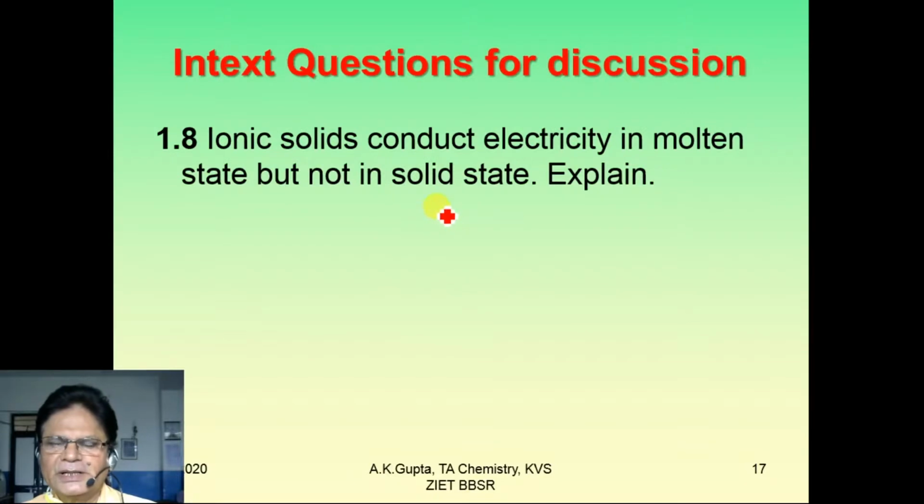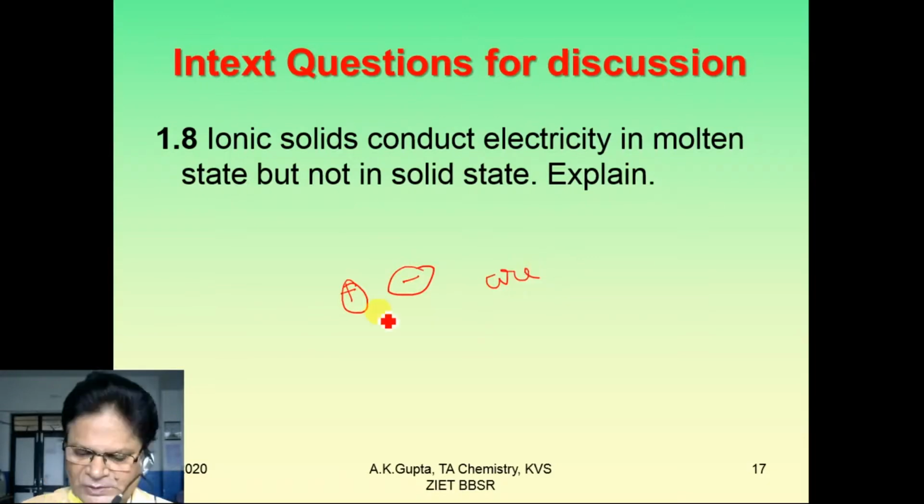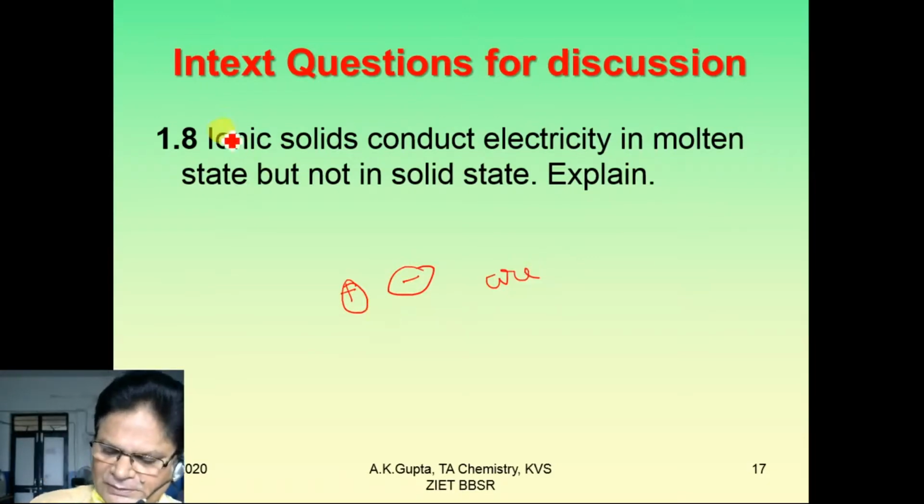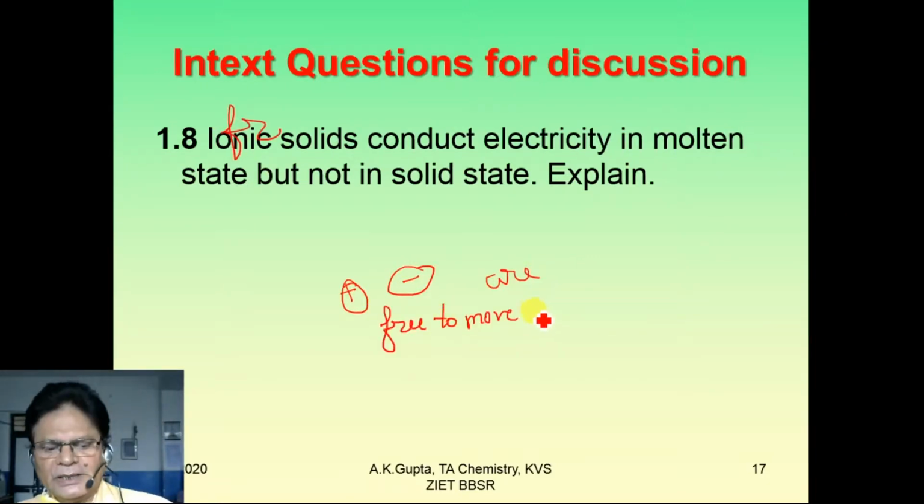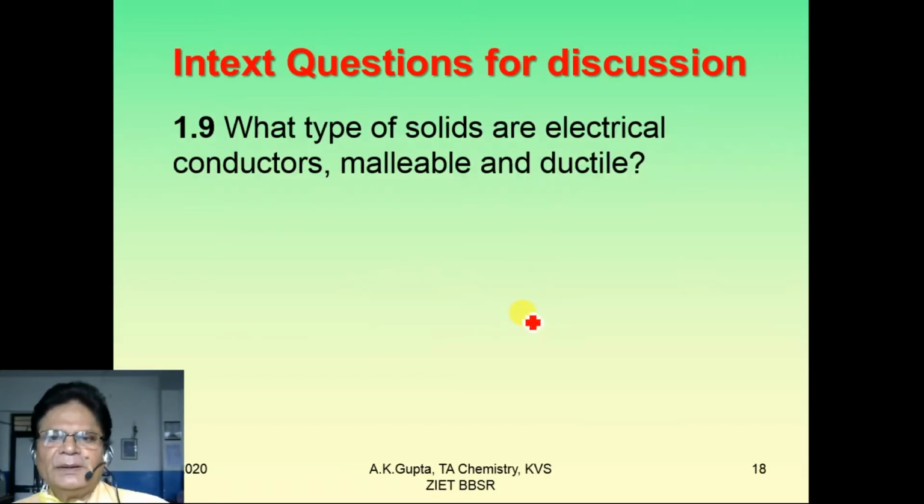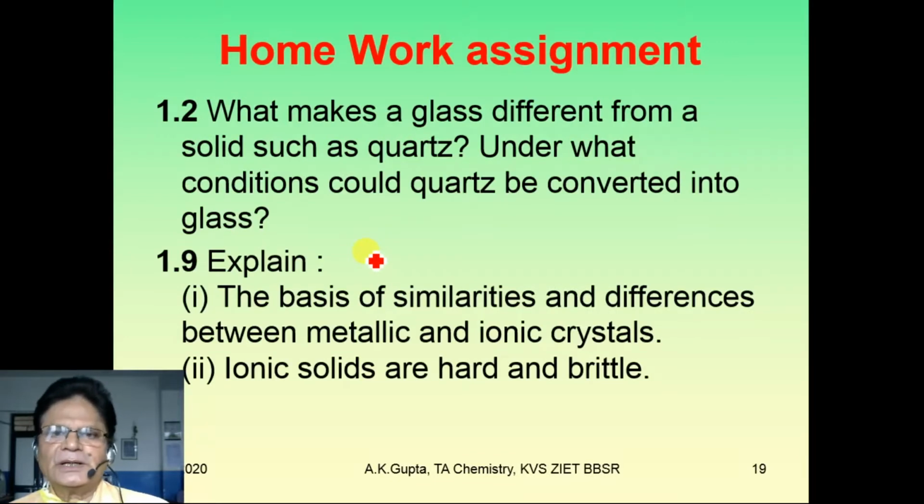Ionic solids conduct electricity in molten state but not in solid state. Explain why. Because in ionic solids the cations and the anions are free to move in the molten state. Therefore they conduct electricity in molten state. What type of solids are electrical conductors, malleable and ductile? Yes, metallic solids.